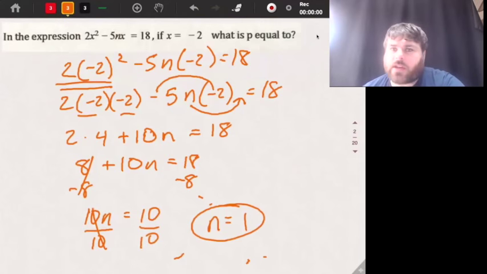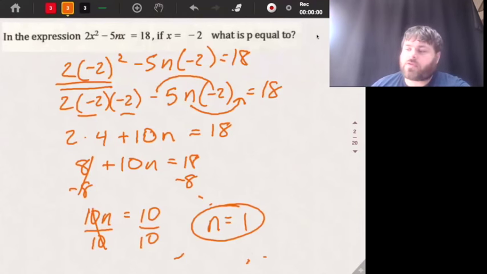Remember, if x was something different, it would give us a different value of n, but we would do it the same way. So this is an interesting problem because it's an equation, and we're still solving, but we need to do that extra step of using that value of -2 for x. We need to plug it in first. Now you could plug it in later. That's okay, but we'll go ahead and plug it in first.